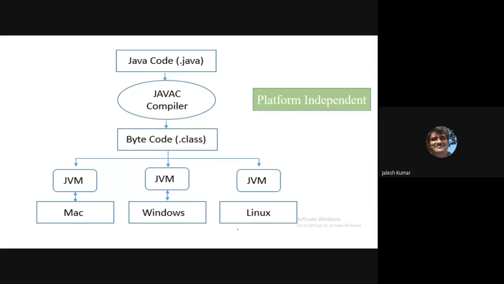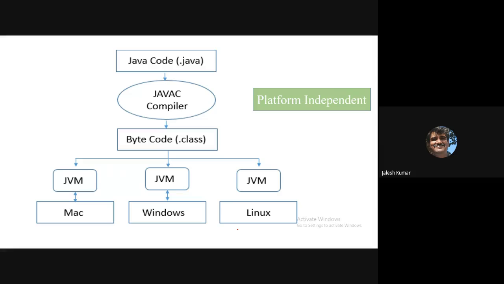JVM is actually platform dependent. But overall, we define Java as platform independent because, see the word Java Virtual Machine. It is virtual to whom? It is virtual to the user. The user thinks, "Oh, I wrote this code and it is running magically." No, it is not magic. JVM will take care of that. The user gets the illusion that it is working independently.